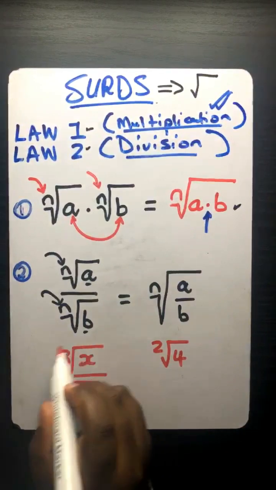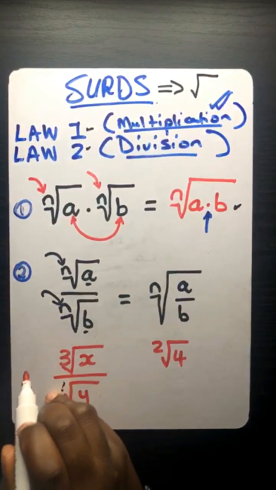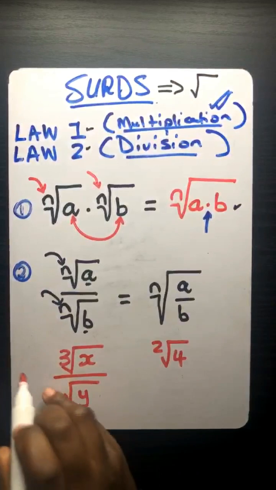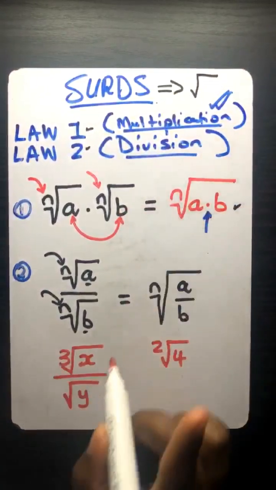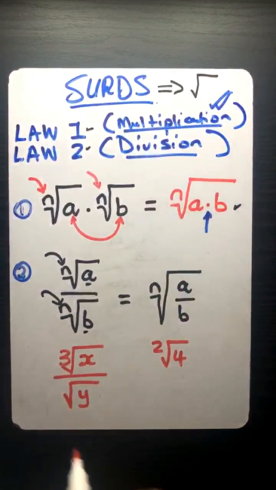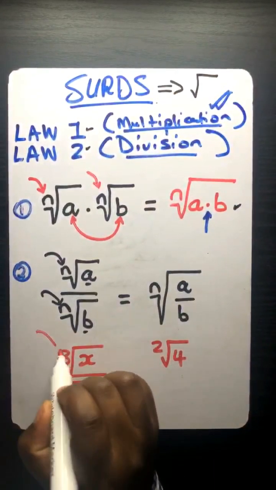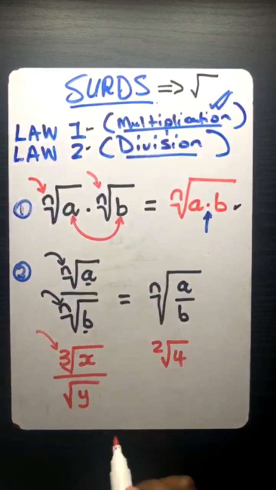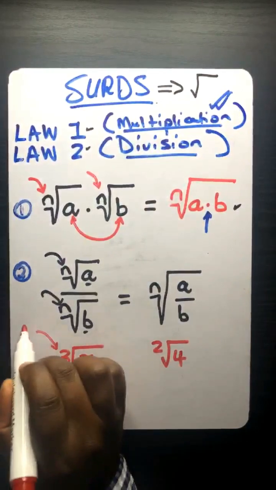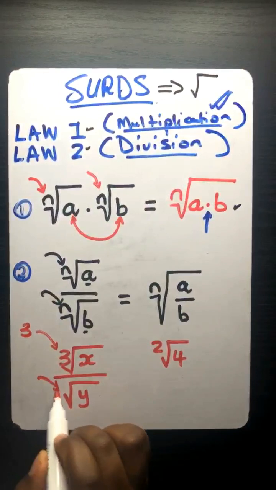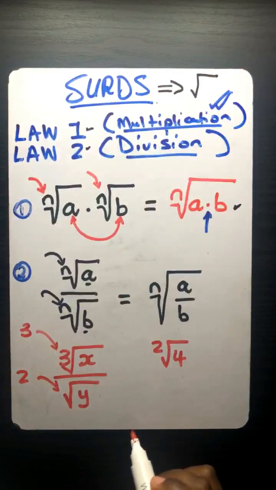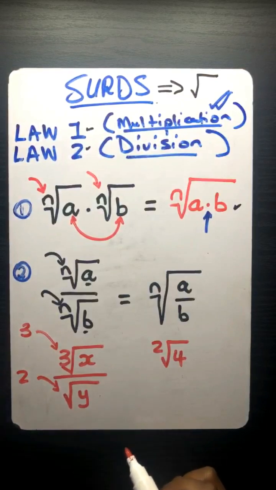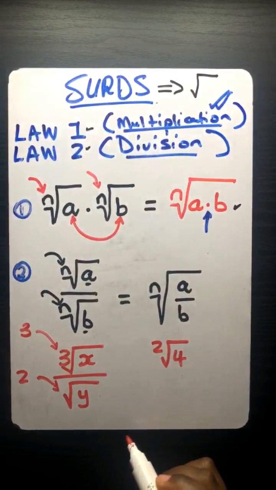Meaning, in Lesedi's case, that means you cannot apply the law. Why? Because the tails are not the same. What is the tail of the numerator? The tail is 3. What is the tail for the denominator? The tail is an invisible positive 2. Lesedi, wait a moment. Yes, sir. Yeah, I understand.